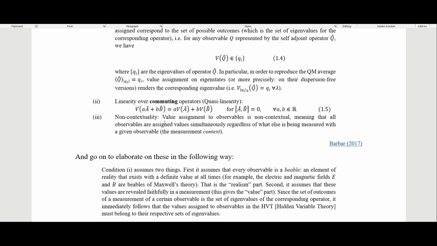Then non-contextuality. Value assignment to observables is non-contextual, meaning that all observables are assigned values simultaneously, regardless of what else is being measured with a given observable.